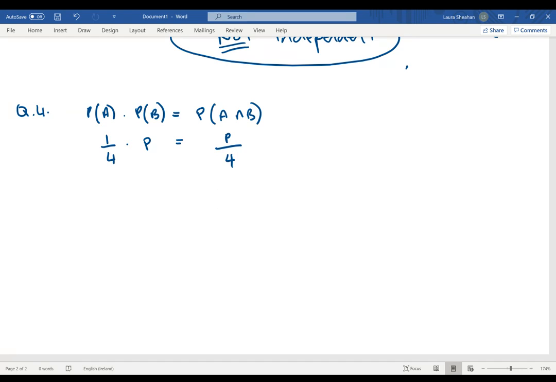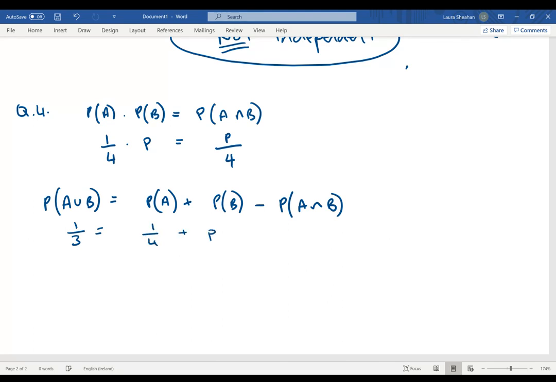And I have another formula that says the probability of A union B is equal to the probability of A plus the probability of B minus the probability of A intersection B. And I know all of my values here. I'm given a third, I'm given 1/4, I'm given p, and I found p over 4. The lowest common multiple of the bottom lines is 12, so multiply everything across by 12 to get rid of the fractions.